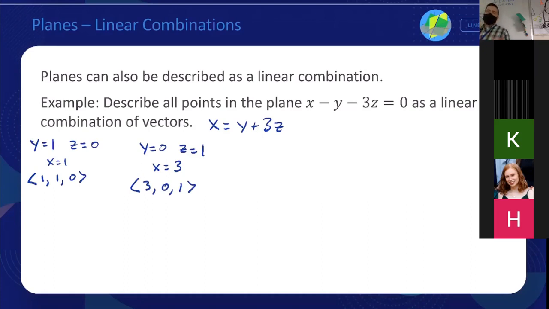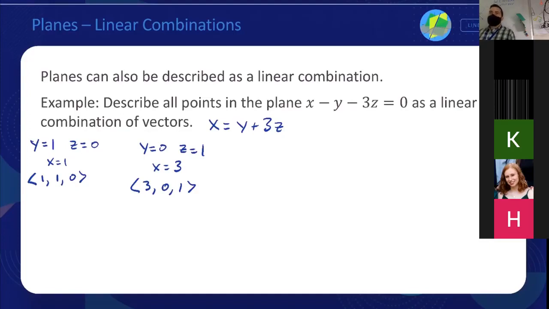Why do I need two? Think about how we can describe the entire XY plane, the plane we're used to in algebra, with i and j. With those two vectors, we can describe anything on the plane that we want as some multiple of i plus some multiple of j. Here I just need two. For any plane through the origin, you just need two.